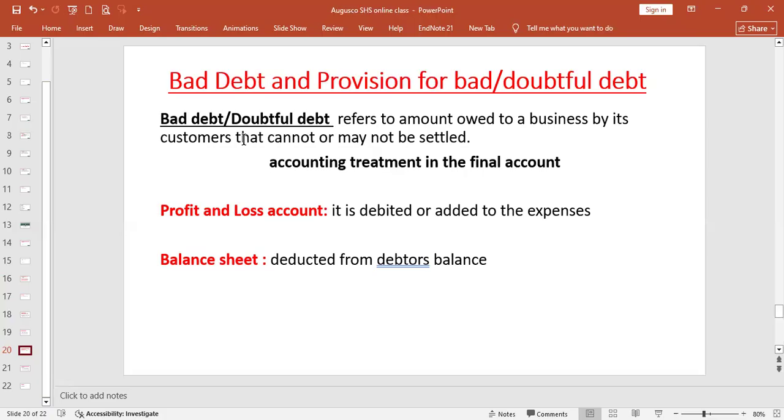So though there is a thin line difference between them, they are used interchangeably. Okay. But bad debt means that you are not able to collect the debt. The debt is irredeemable or cannot be recovered. But doubtful means there are reasons for you to suggest it may not be settled. So a doubtful debt is a debt that may not be settled. But a bad debt is a debt that cannot be settled. And there are reasons for that.